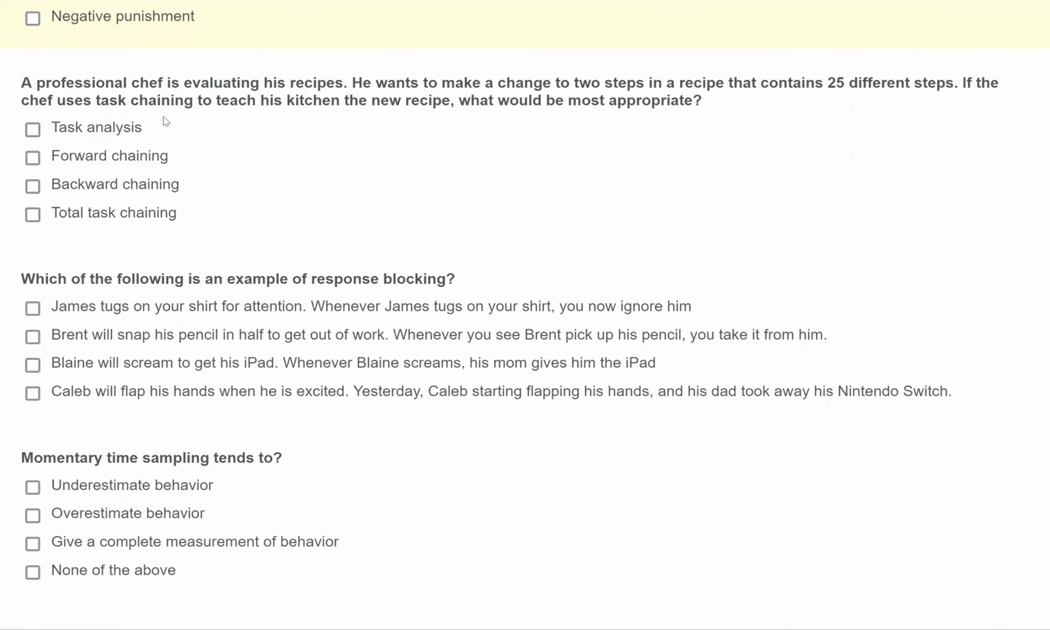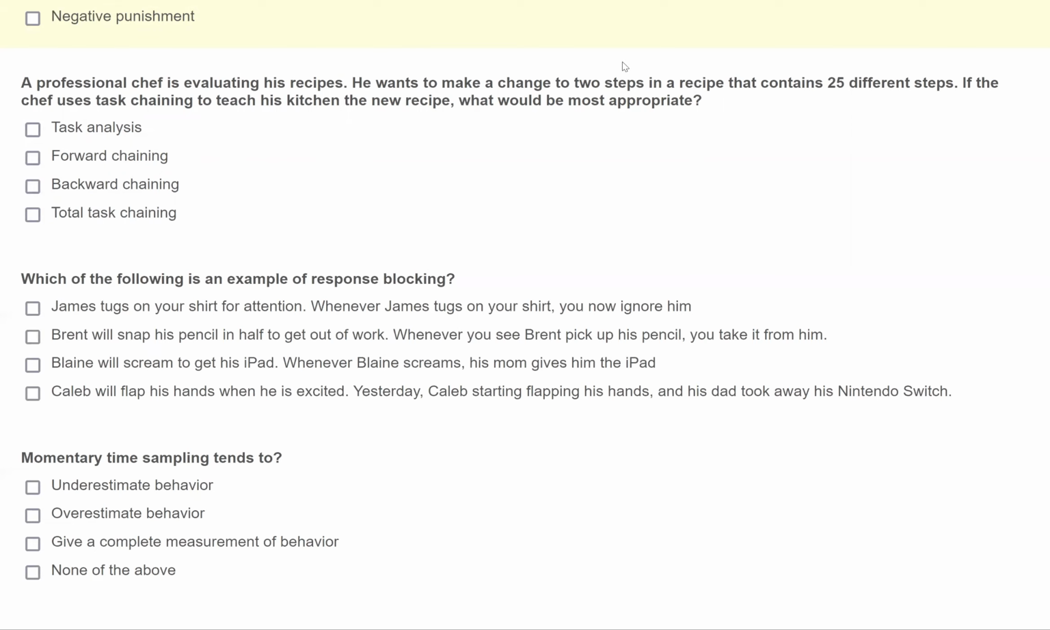A professional chef is evaluating his recipes. He wants to make a change to 2 steps in a recipe that contains 25 different steps. If the chef uses task chaining to teach his kitchen the new recipe, what would be most appropriate? The mouthful, applied question, slow down, do all your work up front, becomes a lot easier. So what do we know? We know we are looking for how the chef is going to use task chaining. Okay. So what type of chaining will he use? What's going to be most appropriate?